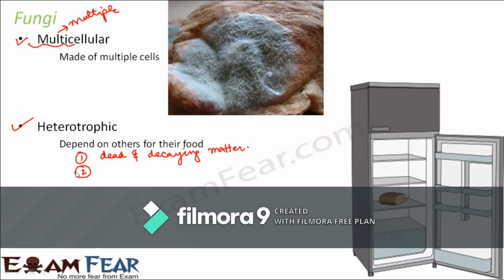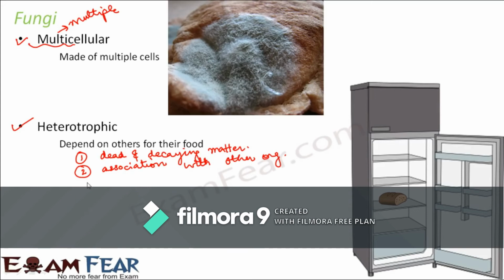Next, they can exist in association with other organisms and therefore get food from them, like I mentioned before also. Maybe the fungi live in a mutual association with another organism, where the fungi also help that organism in some way, and that organism provides food to the fungi. So that is another way of getting food from other organisms.